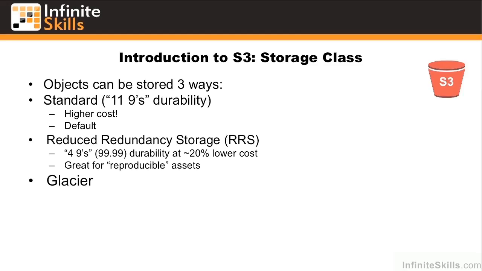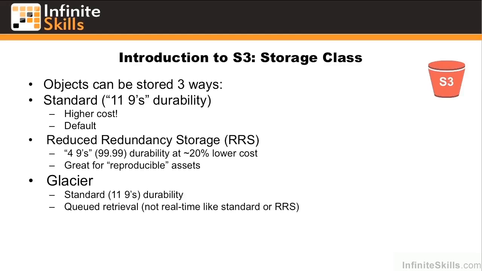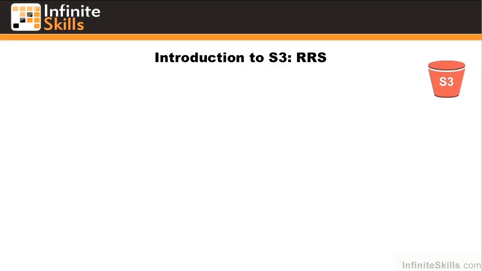The final storage class is Glacier. It has standard 11 9's durability, but its big drawback is that it has a queued retrieval time. When you go to retrieve your data out of Glacier, your request gets queued with many others, and it gets delivered perhaps hours later. The big sell of Glacier is that it's roughly about 1/10 the cost of standard, which makes it a great solution for backups and archival.